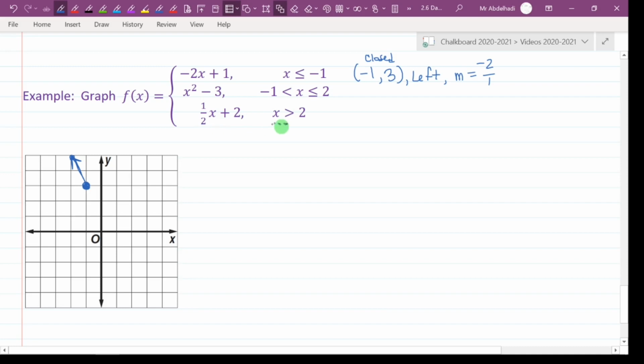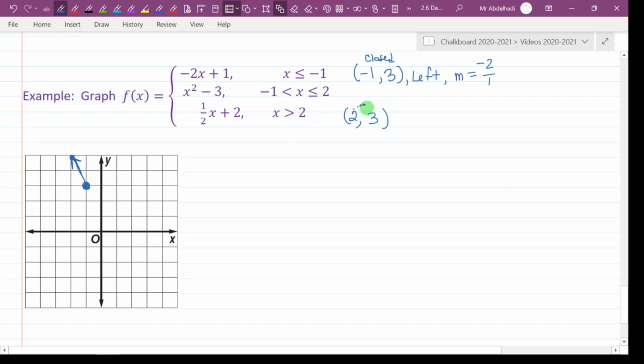Let me go to the last part here and do this other ray, because that's the easy part, right? Let's do the ray here. So what's your starting point here? Well, you know your x is 2, because I gave you the x value there. And then you want to find the y value. So you plug in this over here. 1/2 times 2 is 1, plus 2 is 3. So there's your starting point.